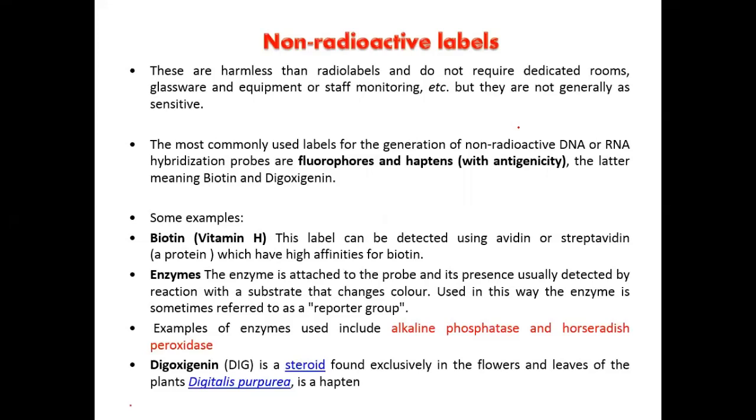Here, the molecules to which the probes are attached can be a fluorophore or haptens. Haptens means a molecule which has antigenicity, to which antibodies can bind. So it can elicit an immune response in a body. That means it will be able to generate an antibody against it. For example, biotin, digoxygenin.